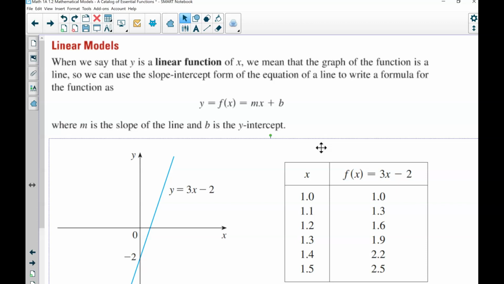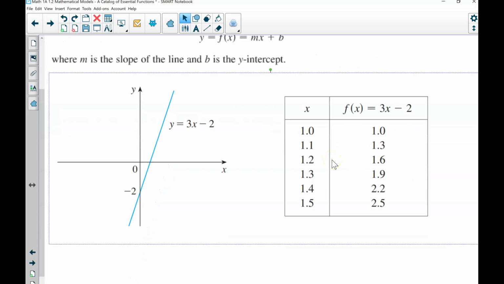Now, a characteristic feature of linear functions is that they grow at a constant rate. For instance, this particular figure shows a graph of a linear function, y equals 3x minus 2, and a table of sample values. Notice that whenever x increases by 0.1, the value of the function also increases by 0.3. So the function f of x increases 3 times as fast as the value of x. Thus the slope of the graph y equals 3x minus 2, namely 3, can be interpreted as the rate of change of y with respect to x.